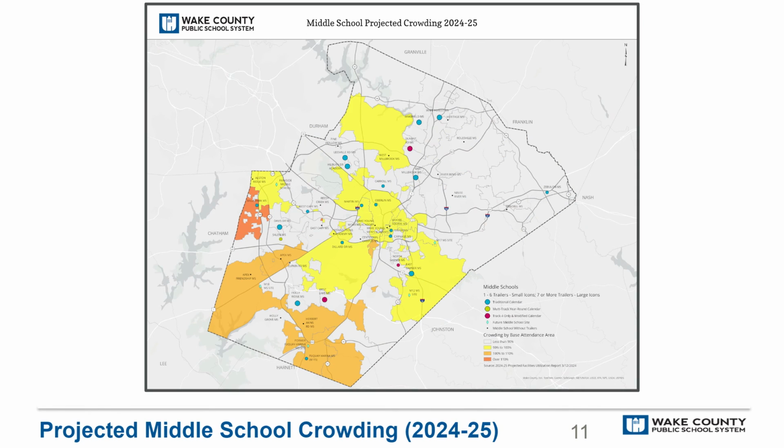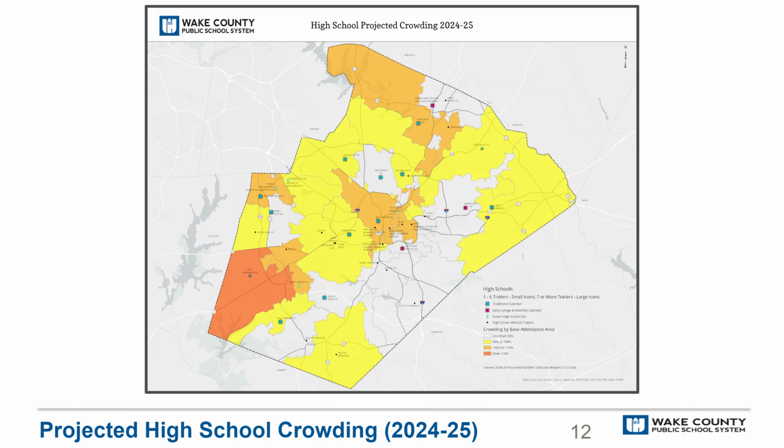This map displays the same type of projected crowding for our middle schools across the district. To provide additional context, the district aims to have schools operating between 90 and 100 or 105% crowding. However, as you can see, that is not always possible, as enrollment growth often occurs in areas that do not already have schools.